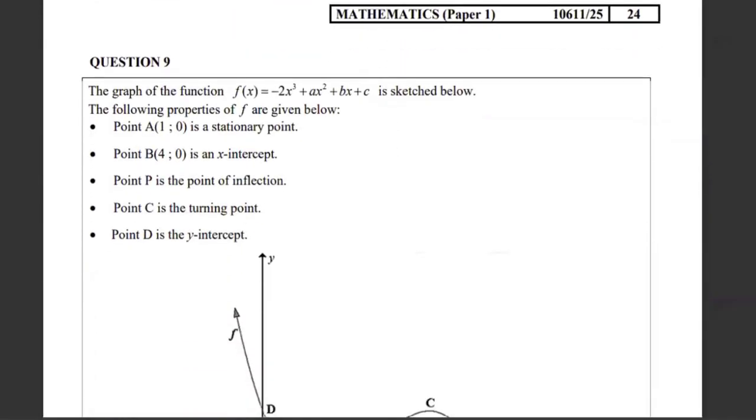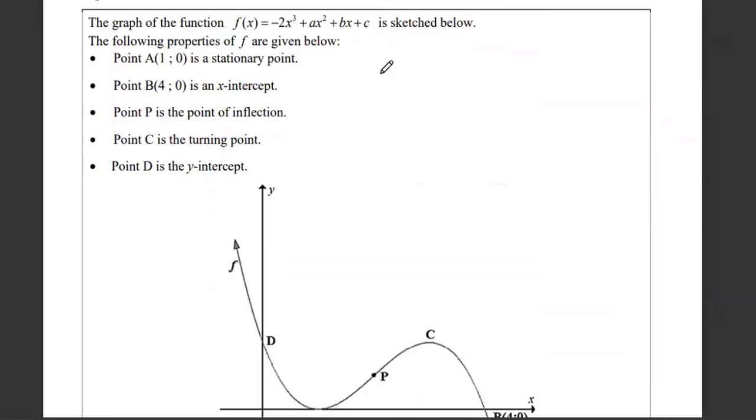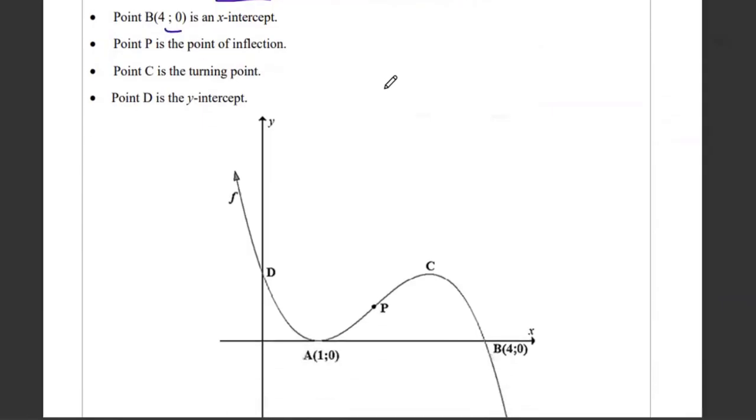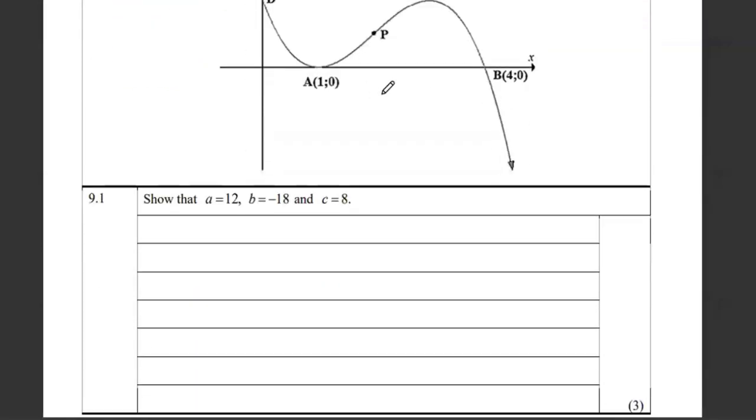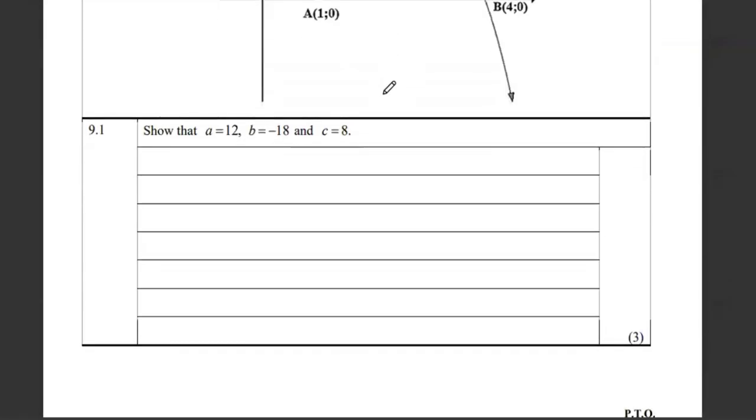All right, then question number 9, where I believe the examiners were kind of unfair with the mark allocation. Anyway, let me not complain about marks, né? But I'm being realistic. So the graph of the function is sketched below. Point A is a stationary point. Point B is (4, 0), which is an x-intercept. Point P is the point of inflection, point C is a turning point, and then point D is the y-intercept. Now, 9.1, how do we have to find A, B, and C for only 3 marks?